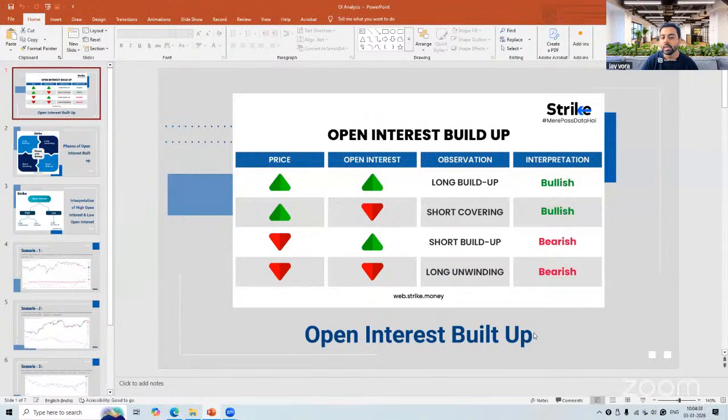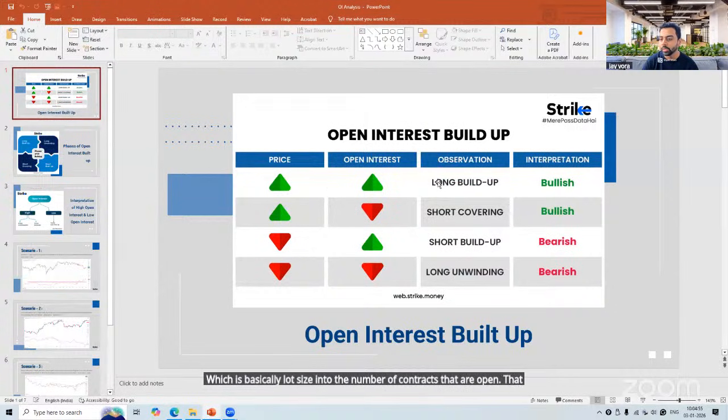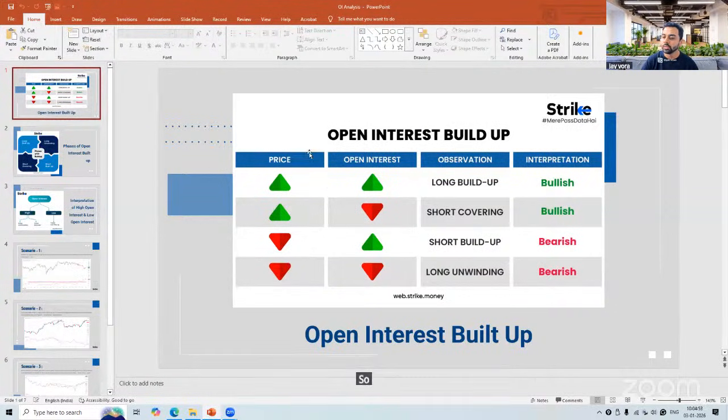So see, the thing with futures data is that you get price and you get open interest. Okay, open interest is nothing but, you can say, how many contracts in absolute terms, in number terms, which is basically lot size into the number of contracts that are open. That is open interest. Okay, so there are certain ways to interpret open interest and price. Which means that when the prices are up and the open interest is up, it is believed that people are going long, and that is why it is interpreted as bullish.